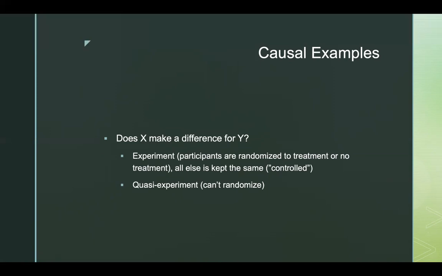Sometimes you can't randomize. So let's say you're looking at the effect of smoking. You can't randomize people into a group and tell them to start smoking. Like, it's not ethical, right? So we can't do randomized treatment. You can do a quasi-experiment. And so you can do it as good as you can.